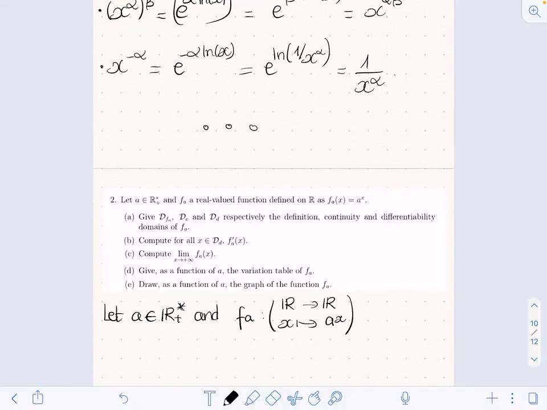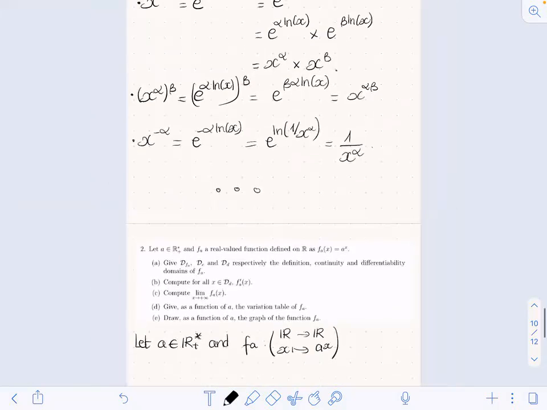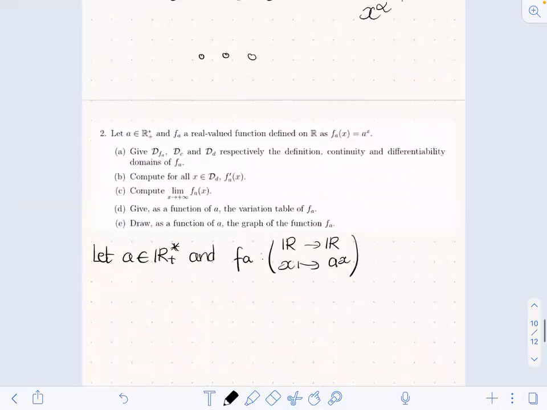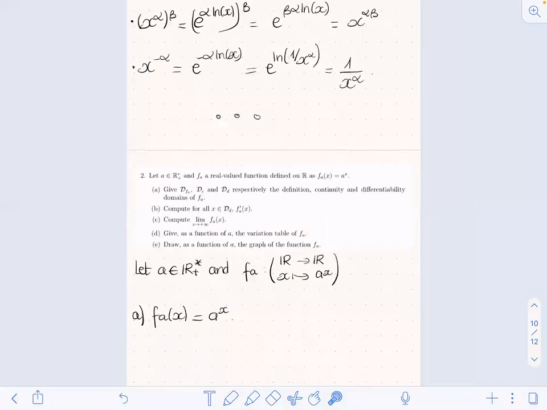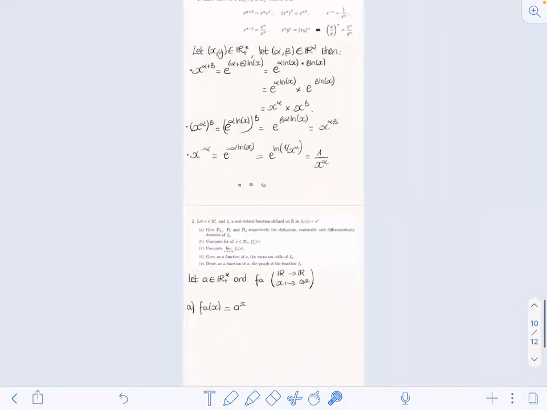And the first step, as you can guess, is going to probably be rewriting things with the definition of the power function. And as part of the first question, we're asked to give the definition, continuity, and differentiability domains of fa. And maybe a first step to that is looking at what the function rewrites as. So how can we rewrite a to the power x with the exponential and logarithm function?